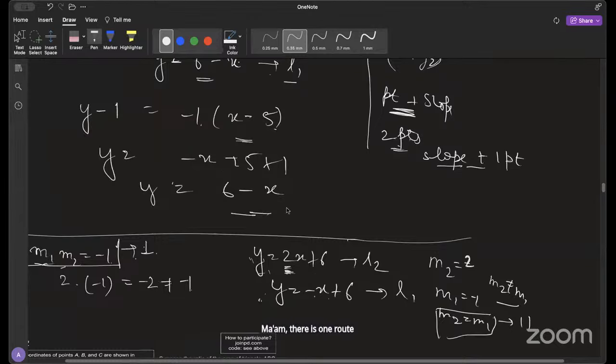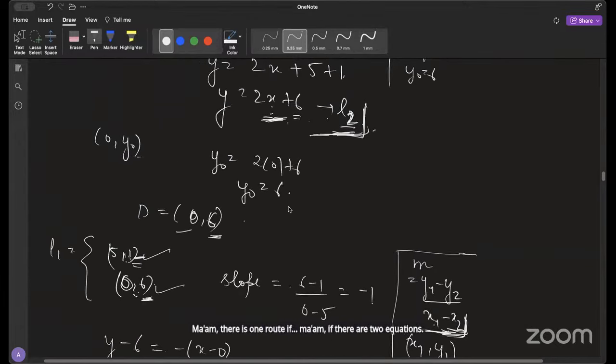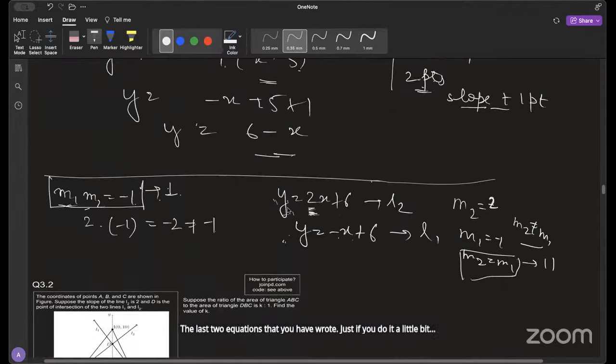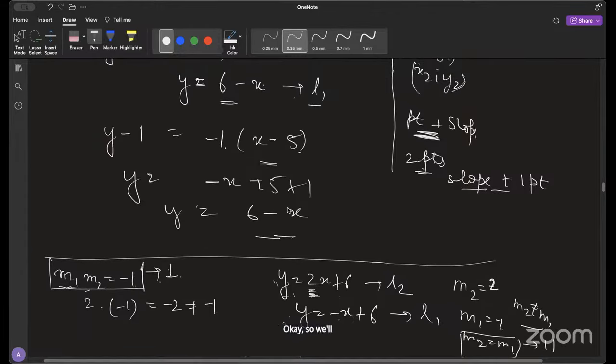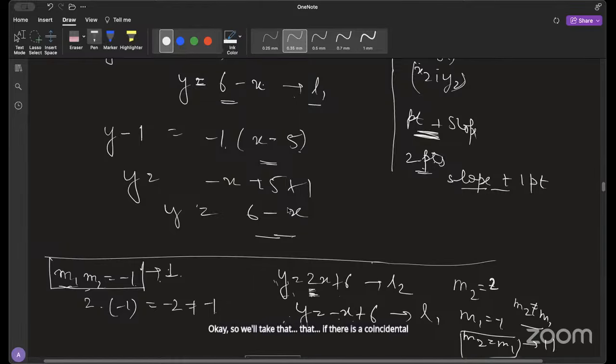Ma'am, there is one doubt. If there are two equations, suppose the last two equations that you have written, suppose, ma'am, these two lines are coincidental, and in the question they are asking if it is parallel. So, shall we also take the answer parallel and coincidental? Yeah, coincidental lines are considered to be parallel. Okay, they are considered to be parallel. If they are the same line, if this is L1 and this is L2, then yeah, they are parallel to each other.